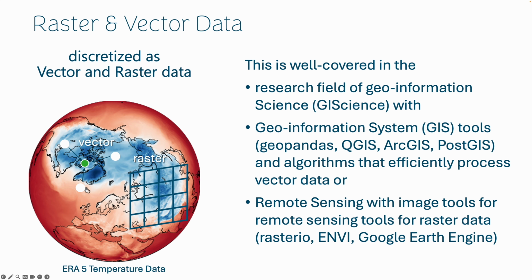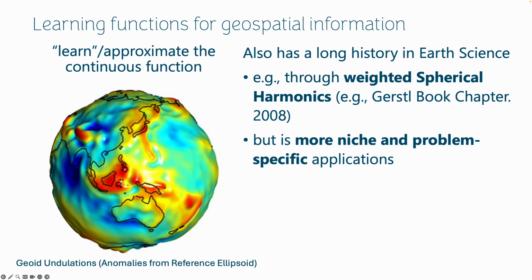So another approach that is a bit more niche is to actually learn an approximation of this underlying continuous function on our geographic world. And while this is definitely more of a domain science niche problem, it's still something that people in the earth sciences have done. So I'm a geodesist by training, so the earth gravity field is close to my heart. And what you can see here on the left is the geoid undulation, so the differences from the earth height in some sense from the reference ellipsoid.